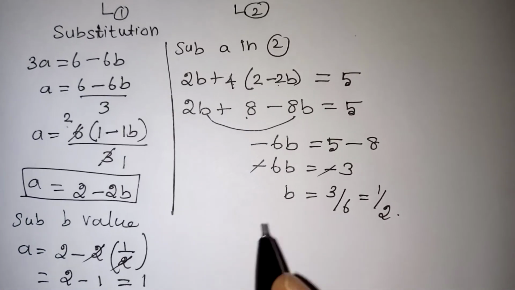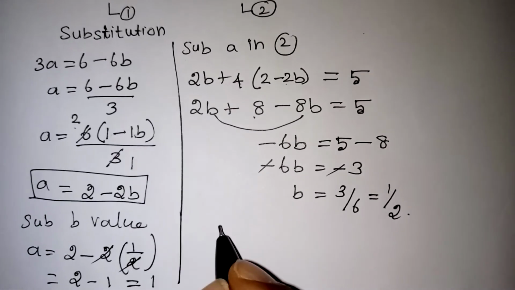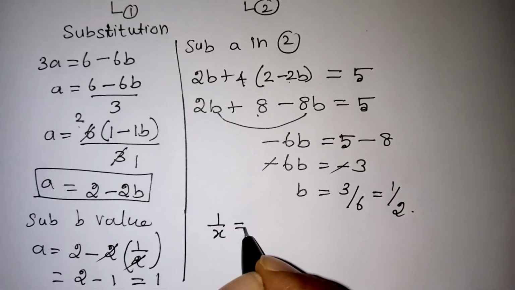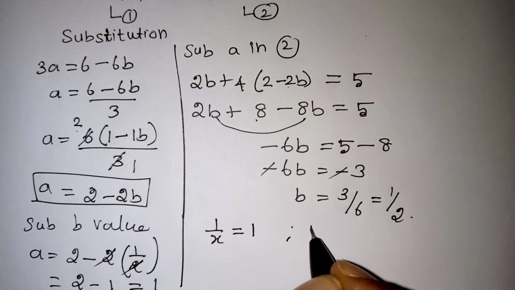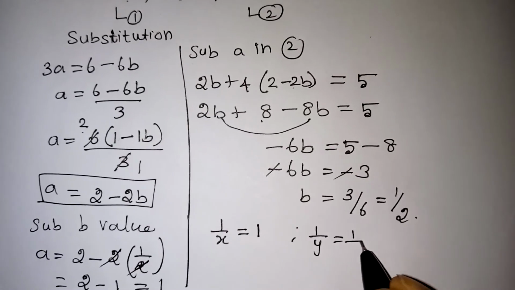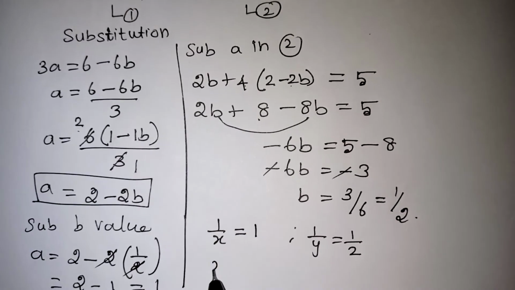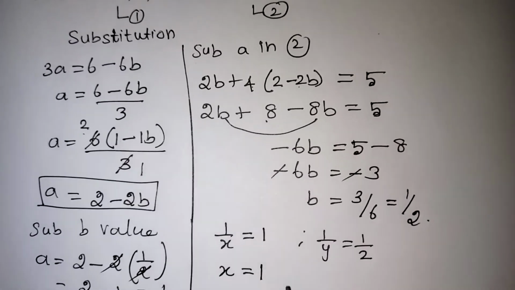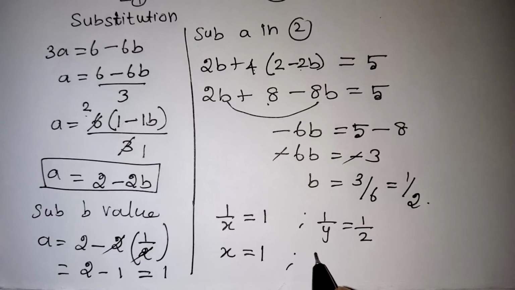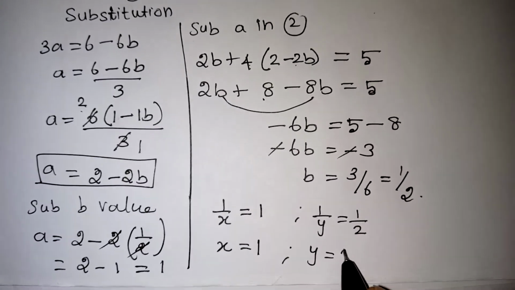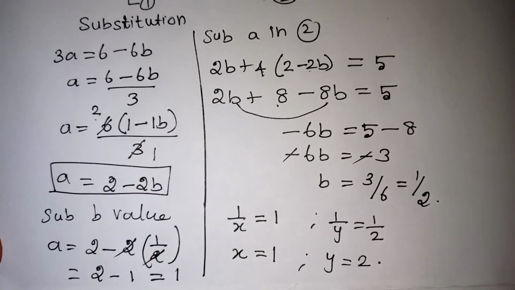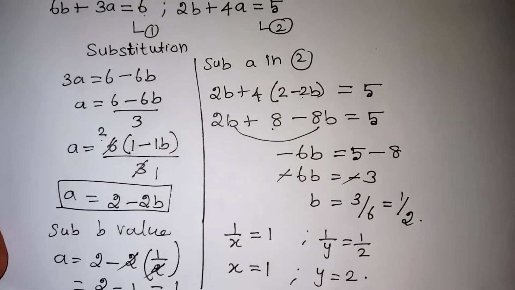So now finally we should go for x and y values. We know that 1 by x is equal to a, that is our 1, and 1 by y is equal to b, that is our 1 by 2. Do the reciprocal on both sides. So 1 by x reciprocal will become x, 1 reciprocal will be 1 only. Reciprocal of 1 by y is y. Reciprocal of 1 by 2 is 2. That is your x and y values. x is equal to 1, y is equal to 2. That is our final solution.